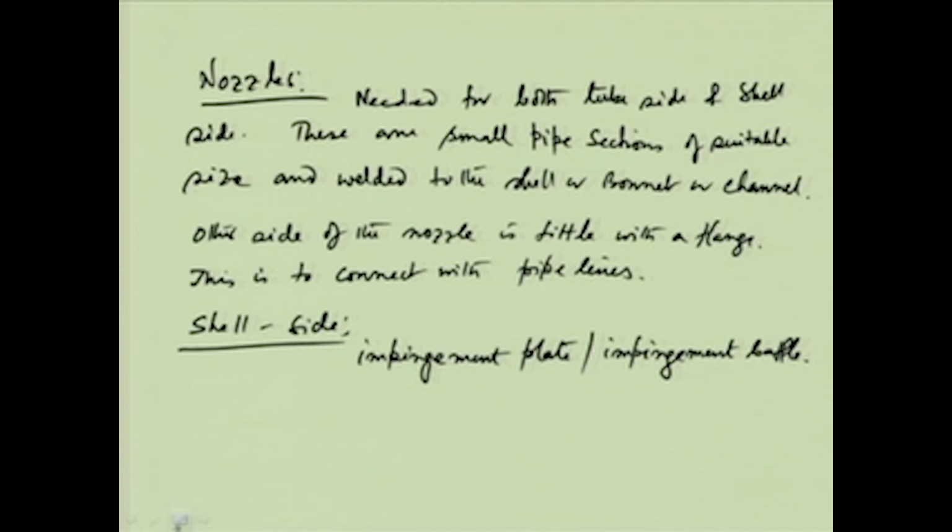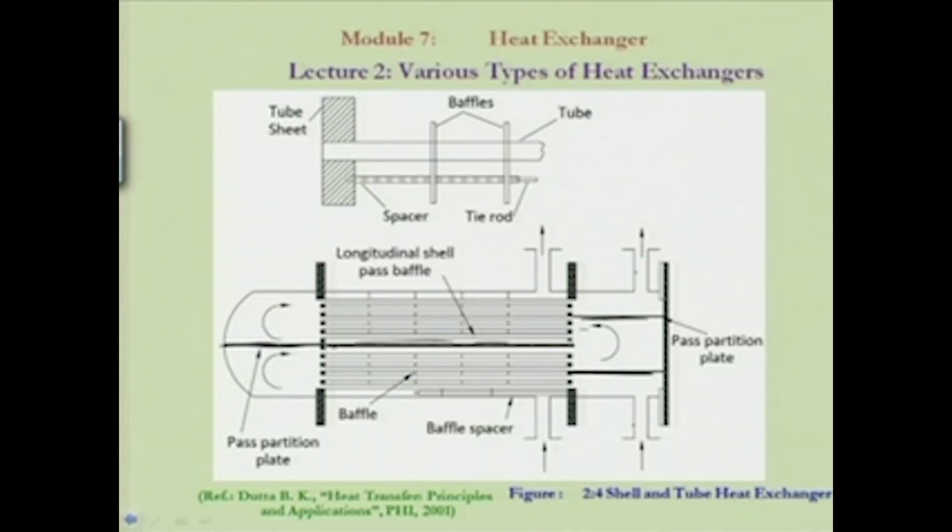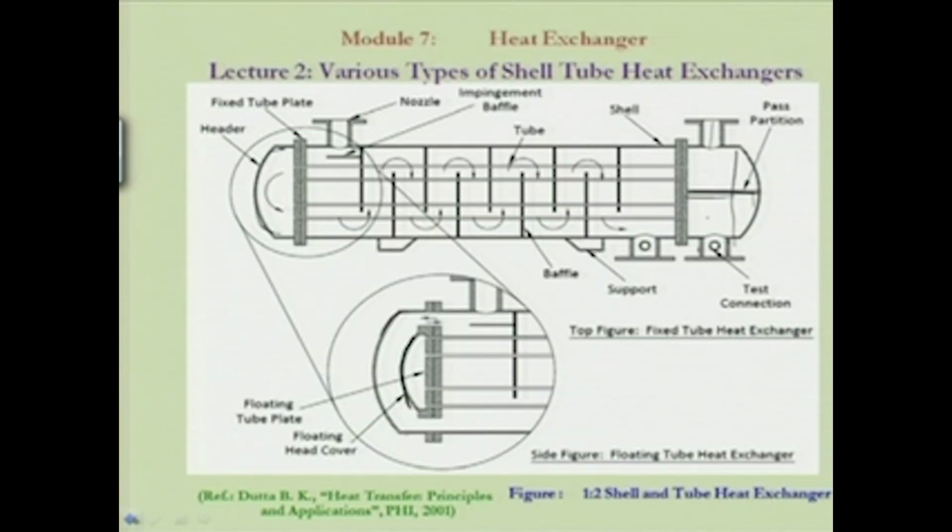So, what is this? We can see that this is very important in the case of a heat exchanger. We can see that here, it is not seen in the previous diagram. This here is called the impingement plate. This one is called the impingement plate, and it is written here as the impingement baffle or impingement plate.